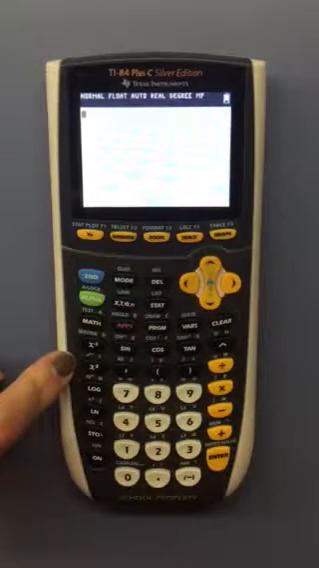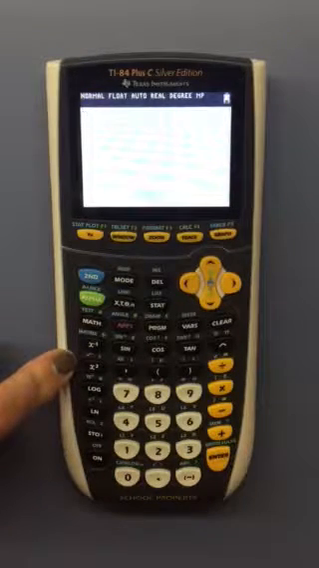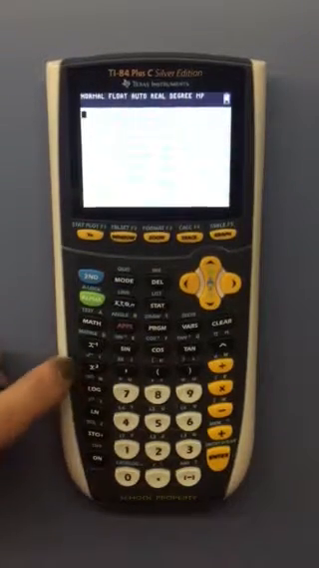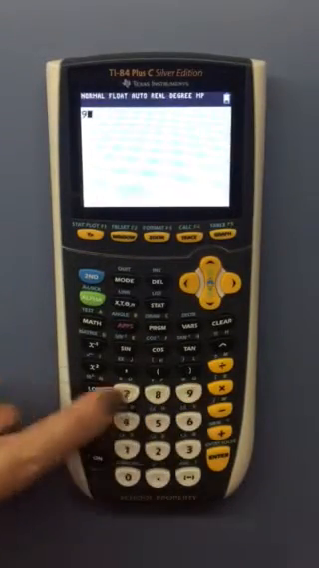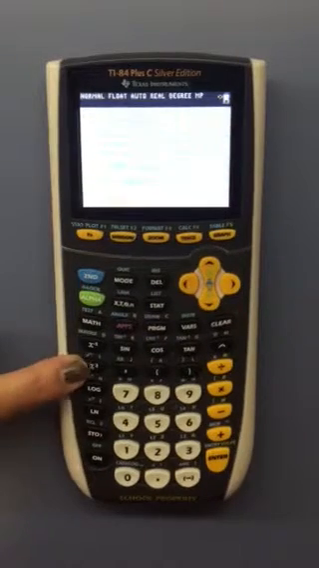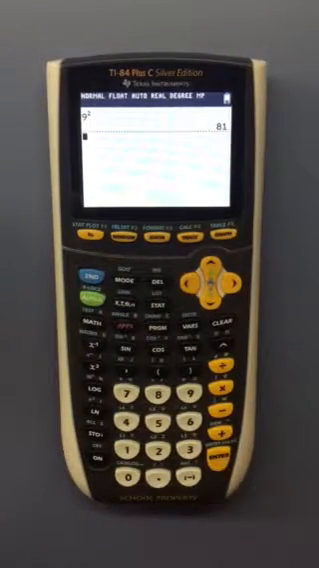So what that means is that you can actually use different functions of each button. So for example, this X squared button lets me square a number. So if I wanted to square the number 9, I would type 9 squared and hit enter. And I know 9 times 9 is 81. But let's say I wanted to take the square root of 81 instead.